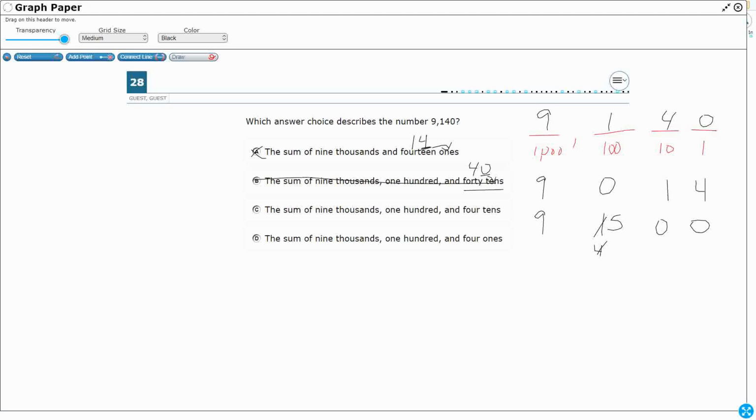The sum of 9,000, 100, and 4 tens. Yeah, that looks pretty good. Look at that. That last one looks pretty good. Straight up. And then the sum of 9,000, 100, and then 4 ones. Okay, so put that right there. Yeah, that's not going to work. All right, my answer here is C.